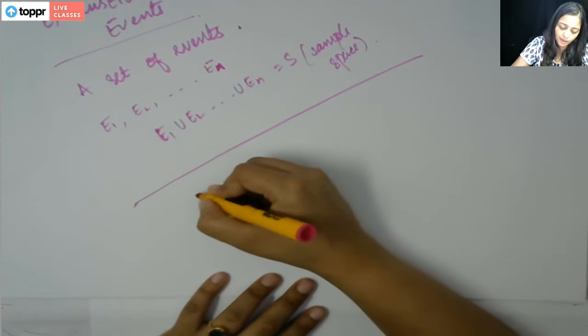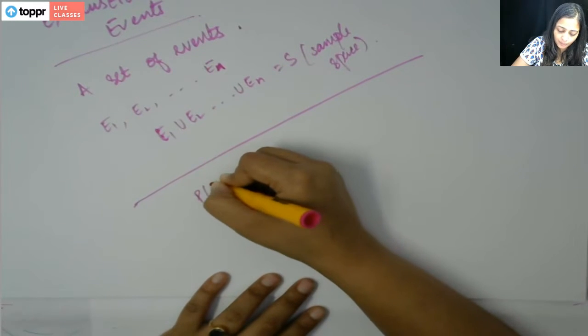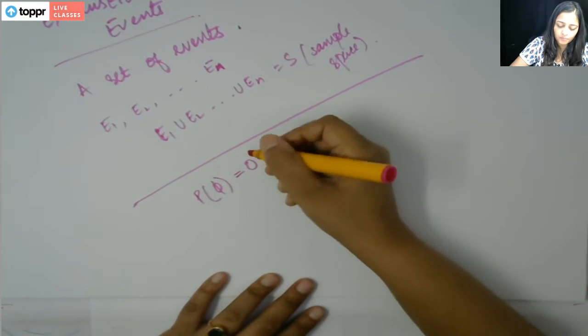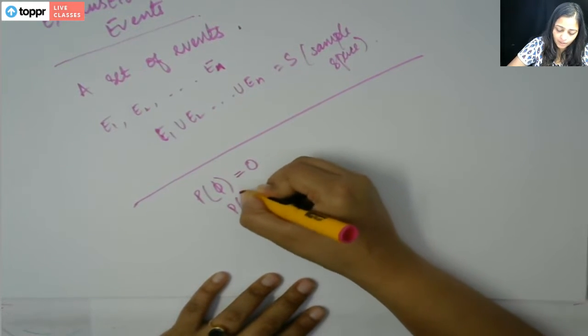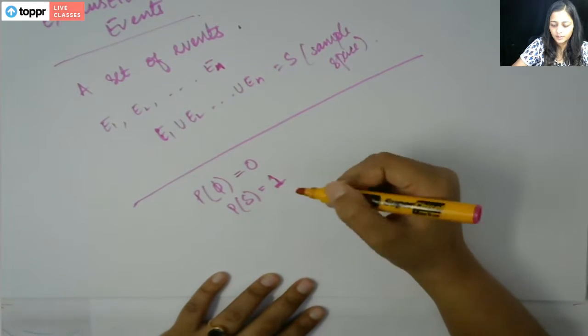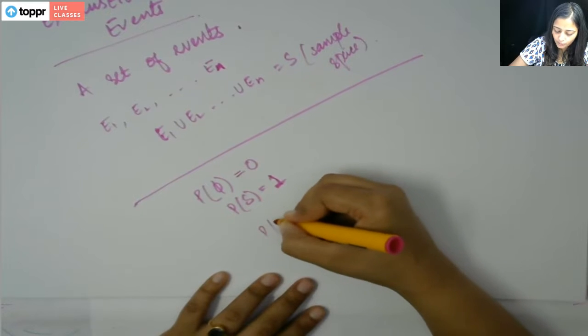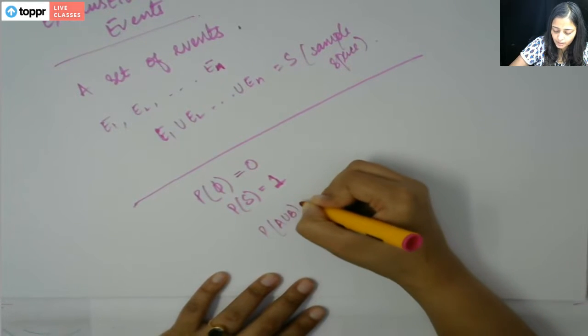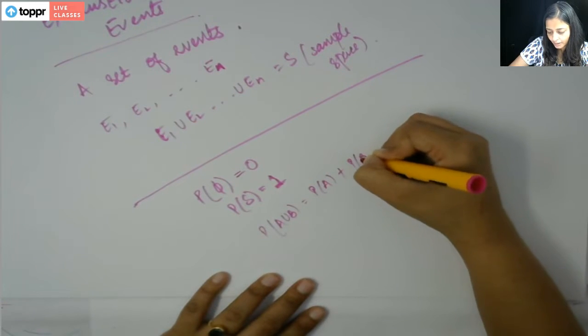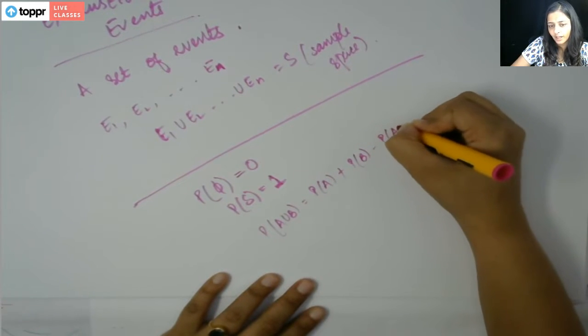Now let's see some probabilities. The probability of phi is always equal to 0, and the probability of the complete sample space is always equal to 1. Let's see some formulas. The probability of A union B is equal to the probability of A plus the probability of B minus the probability of A intersection B.